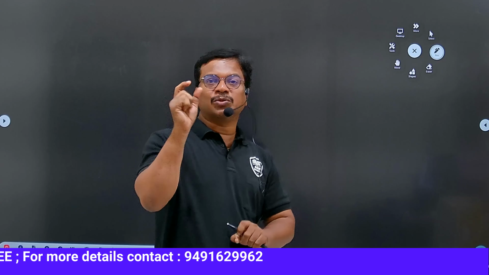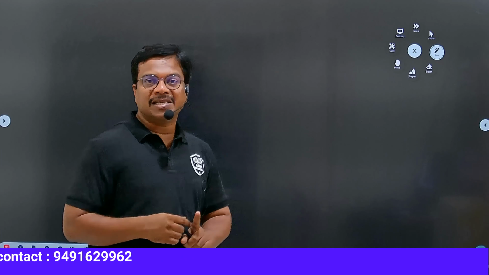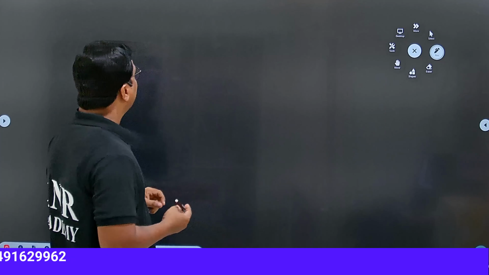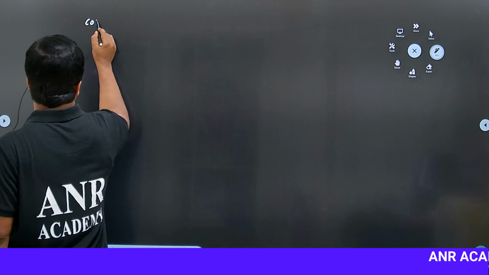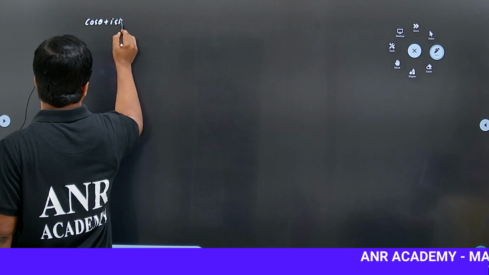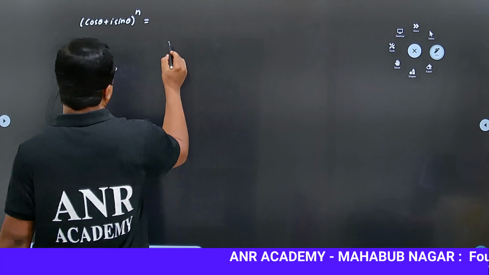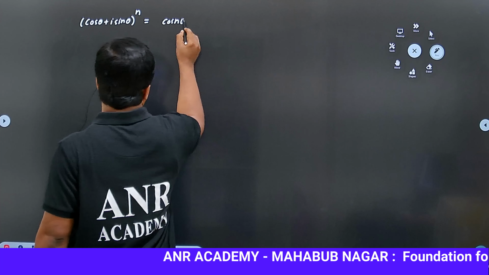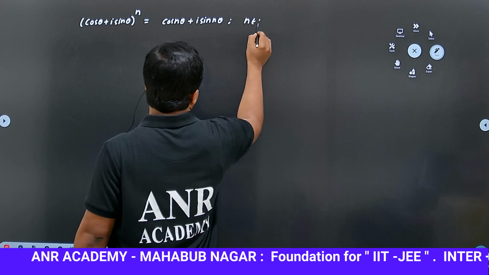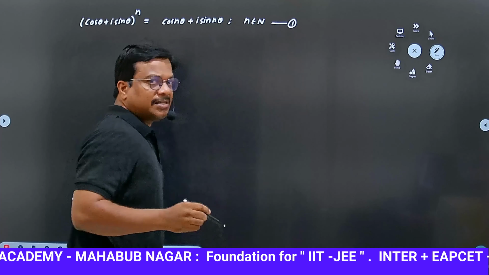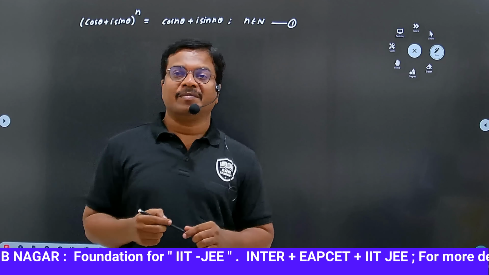With the help of these two topics, now let us observe how to find the formulae when the multiple angle is a large numeral. Suppose that (cos theta + i sin theta) whole to the power of n is given. With the help of De Moivre's theorem, I can write it as cos n theta + i sin n theta, where n is a natural number. This is one result. Next, I am going to write the binomial theorem.